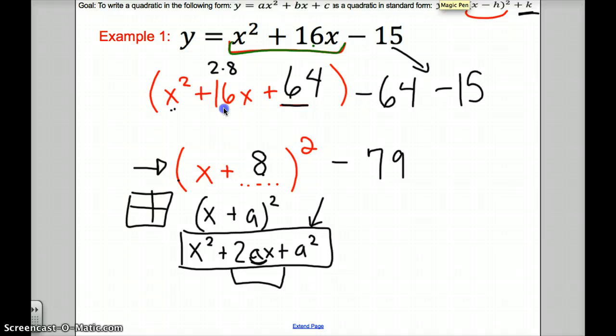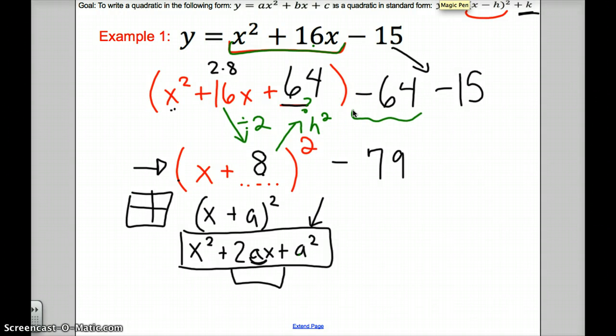So that helped me because from the 16, I simply divided by 2 to get my h value, the h value that goes in the perfect square. Now, how do we get this value? Remember, it's simply h squared, the number that went inside my h here, or in our case down here, a squared.